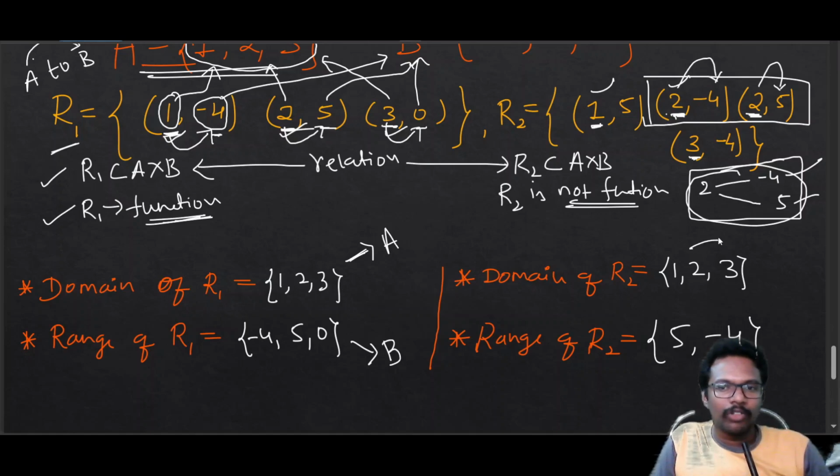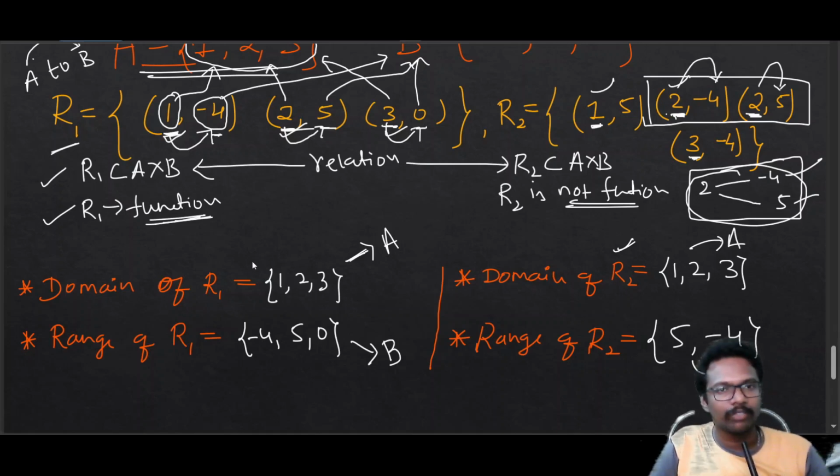Here domain means we focus on A, range means we focus on B. Actually R2 is not a function, but we can find a domain and range for a relation. So I have found a domain and range for both a function as well as a relation. Don't get confused: domain and range can be found for both relation and function.